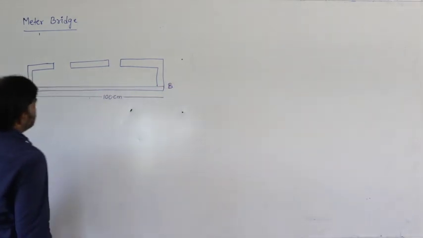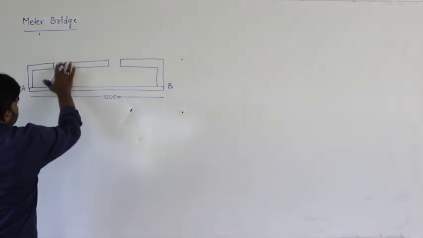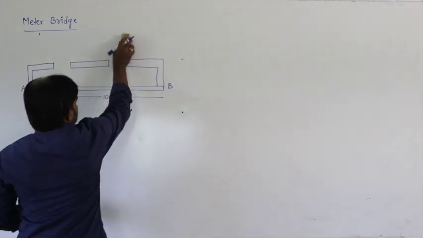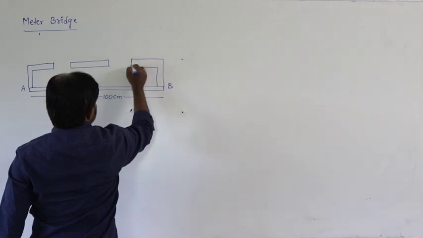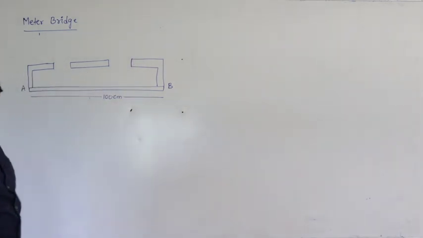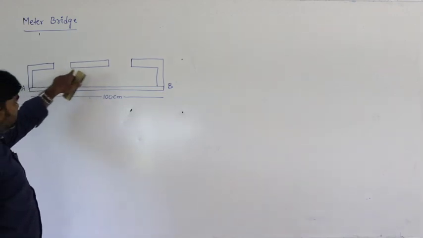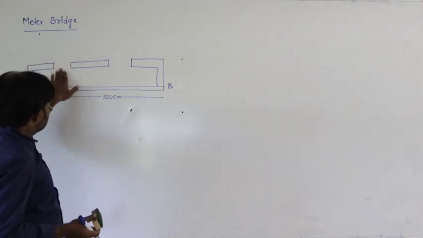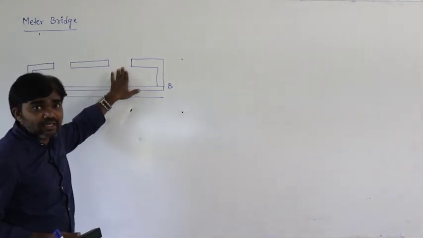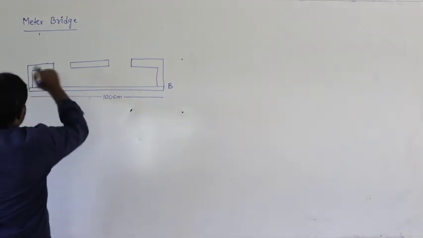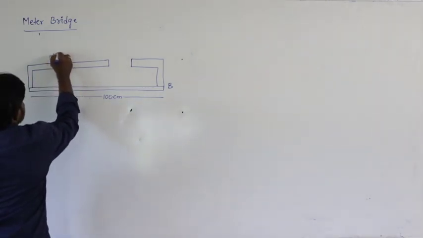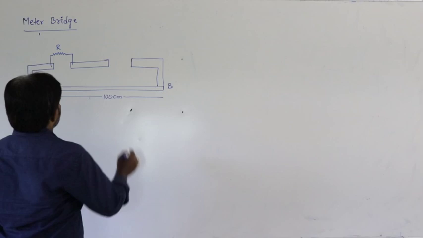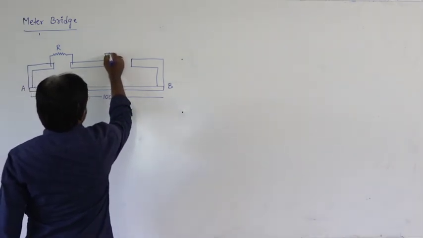And here it is the gap. This is called the left gap and this is the right gap. These are metal pieces fixed to the cardboard. In the left gap we can connect a resistance, and in the right gap we can connect a resistance.